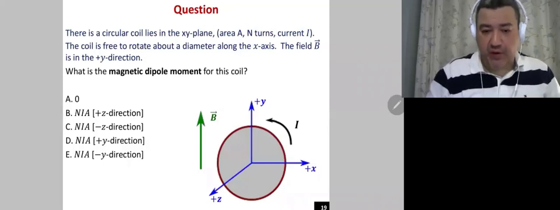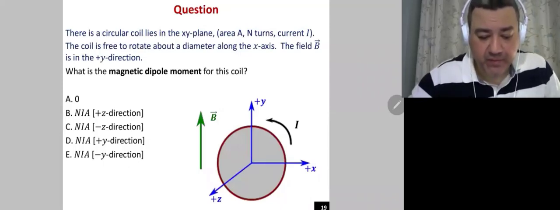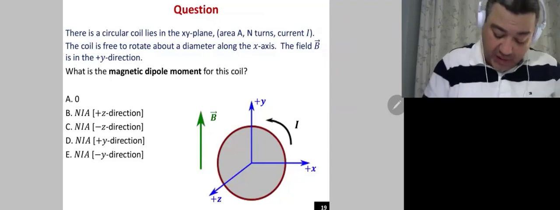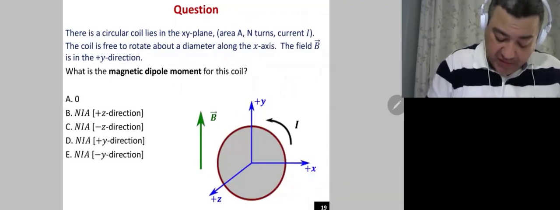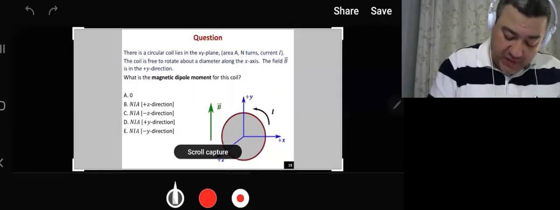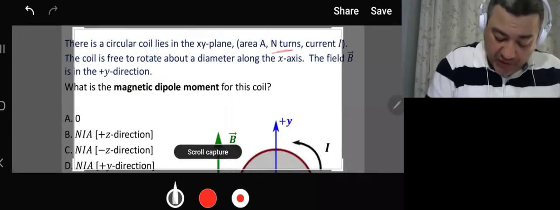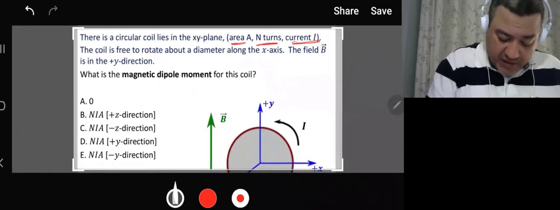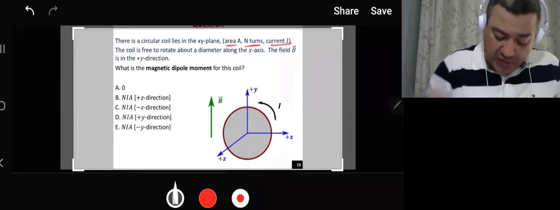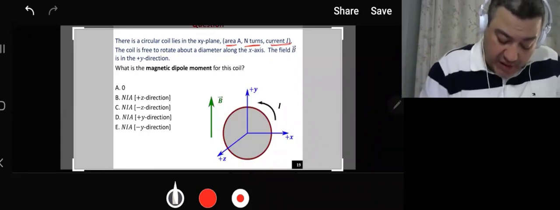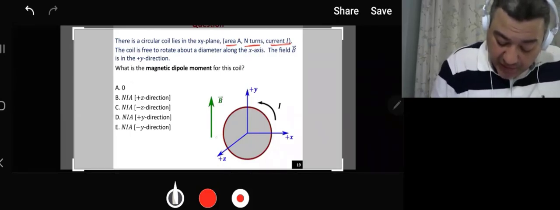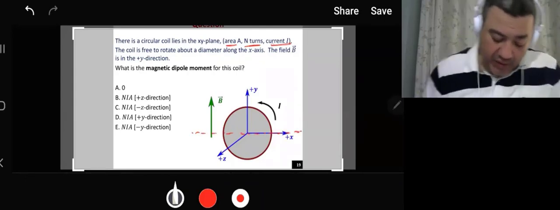Okay, now let's move on to this question. We have here a loop, actually a coil made of N turns, with an area of A and a current of I. This coil is free to rotate along the x-axis.